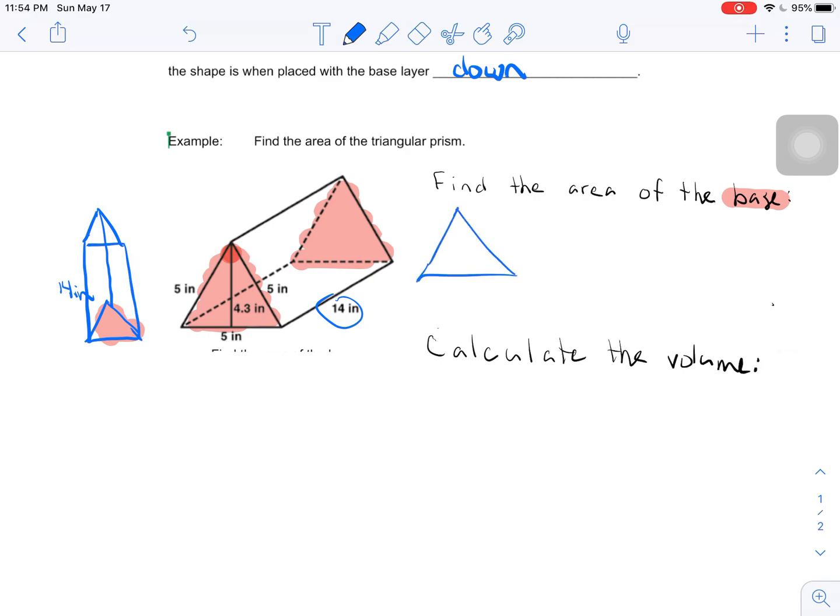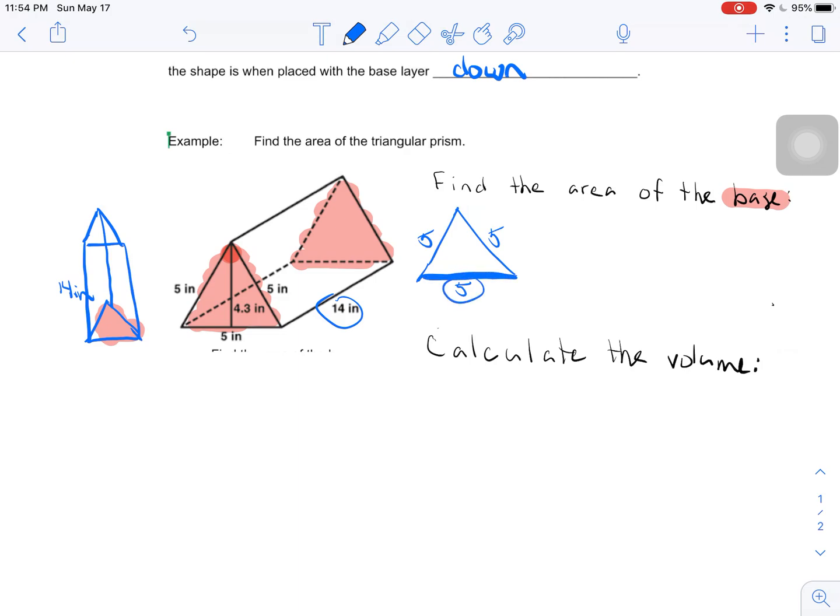We also have to be careful because this triangle has a bunch of different numbers labeled. So I'm going to take the units off for just a minute because we know we're working in inches. So we'll put the units back on when we're done. So this is an equilateral triangle. It's 5 inches by 5 inches by 5 inches.